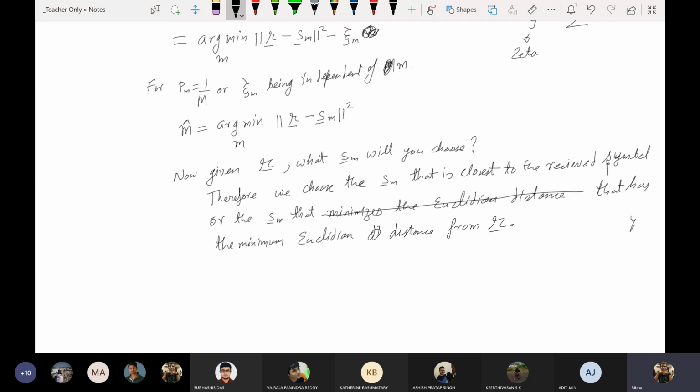Sir, without the mathematics also, wasn't it obvious that we should choose the S m which is closest? This is not true when you have a dependence on xi m, when you have a dependence on the prior probabilities. We reduce to this point only when the prior probabilities in all cases are equal.